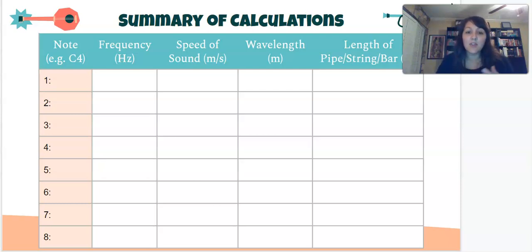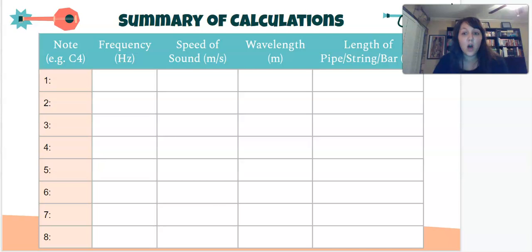Once you have that information, you should be able to calculate the wavelength for each of those different sound waves using your wave speed equation, and you should be able to calculate the length of your pipe or string or bar or whatever your instrument is using one of those instrument equations that's given in the entry document. Okay, so if you know the speed of sound through your instrument, you're going to fill out those first 3 columns, calculate the final 2 columns, right?